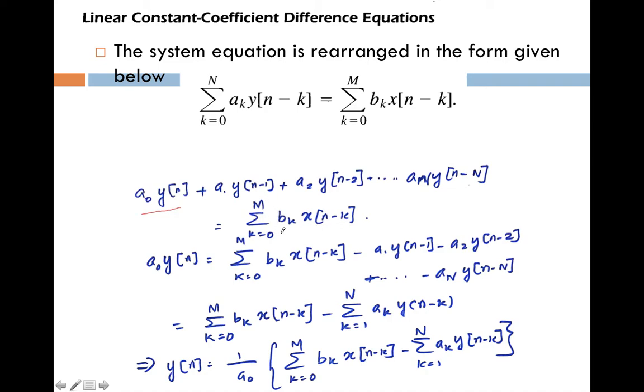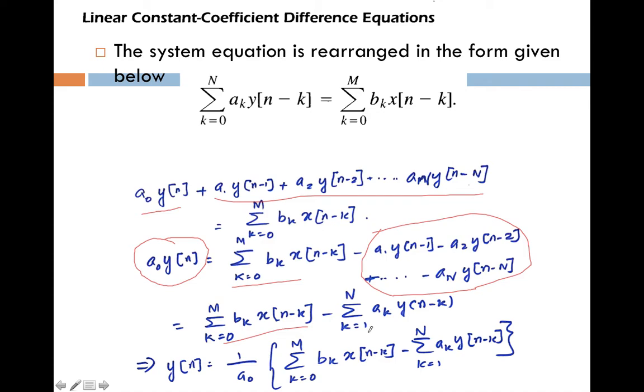By substituting different values you can expand this also, but we need only the output. Hence I'm going to take a naught into y of n on one side, and push other things to the right hand side. Then I'll get summation k equal to 0 to M b k x of n minus k minus the remaining part. I'm going to put this series into a summation, minus summation k equal to 1 to capital N a suffix k into y of n minus k, because the k value starts from 1 and goes up to capital N.